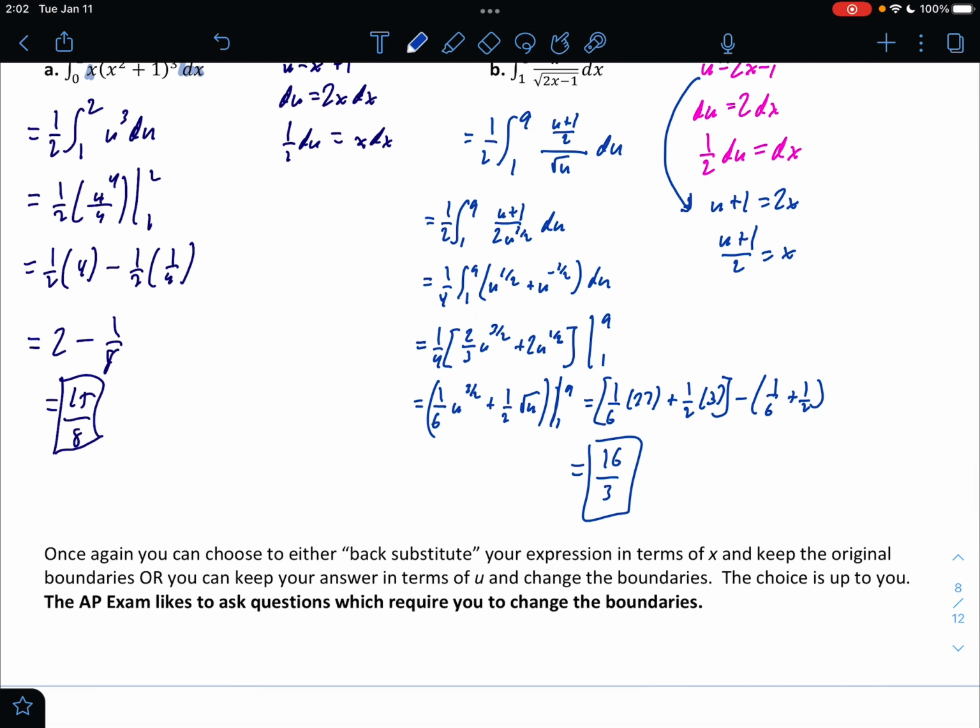All right, so like I said earlier, once again, we have two options here. You can do it the way I did it, which is definitely the much better, easier way in my opinion. Or you could back substitute and go back to the x's. But that's just doing extra work in my opinion. So this is the way I would highly recommend you doing.